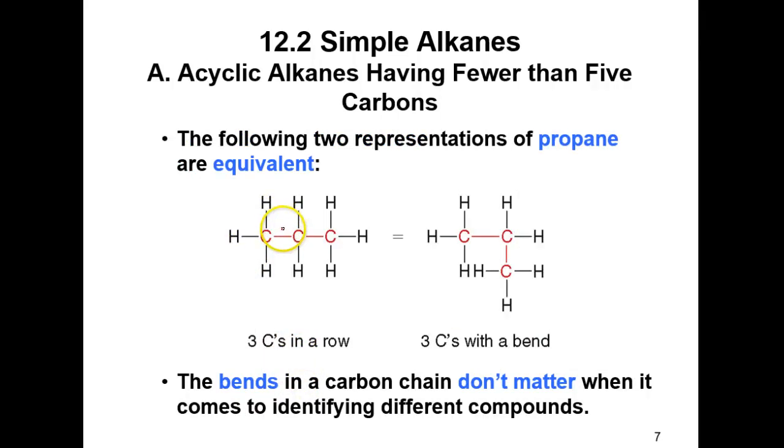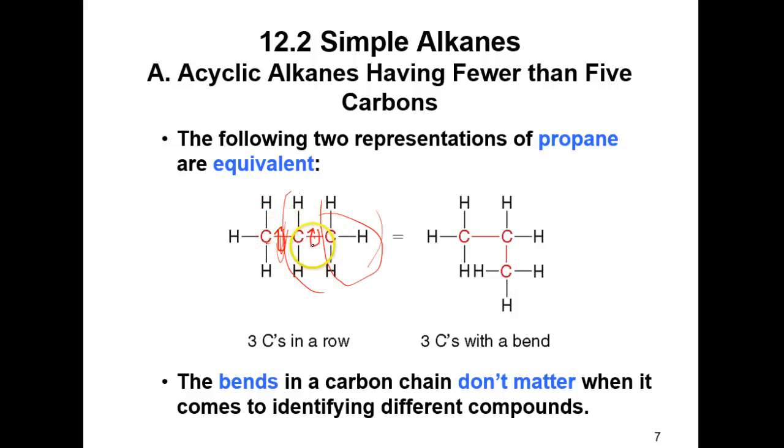Just to show you, because a lot of people get confused, these bonds right here are free to rotate. Single bonds can rotate. So this methyl group is just spinning around and around that bond. These carbons are also spinning around the bond, so this group would be spinning around this carbon. The hydrogens are spinning around too, but you can't tell.